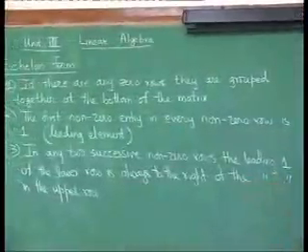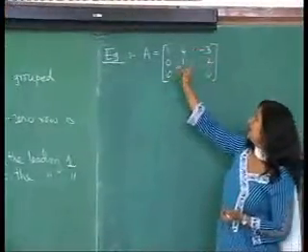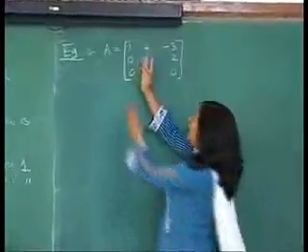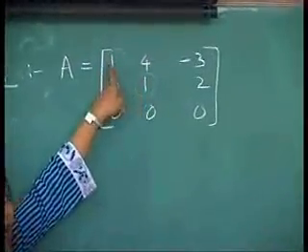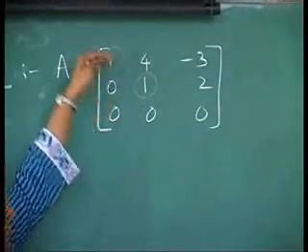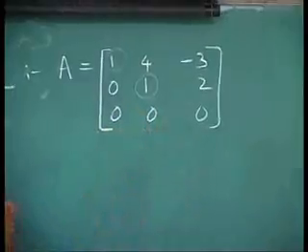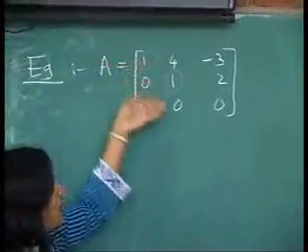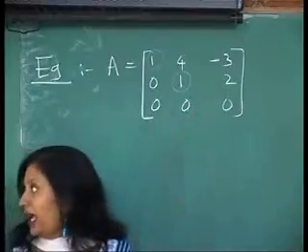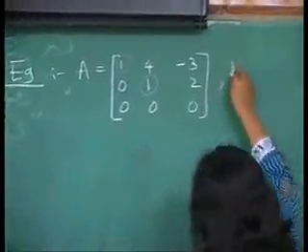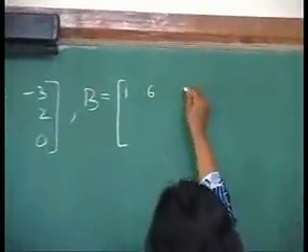And the third condition is, if we take any two non-zero rows, the leading one in the lower row is somewhere to the right of the leading one in the upper row. So as we go down, the leading elements should go on shifting to the right. Since all three conditions are satisfied, this matrix is said to be in the echelon form. Let me give you some more examples.